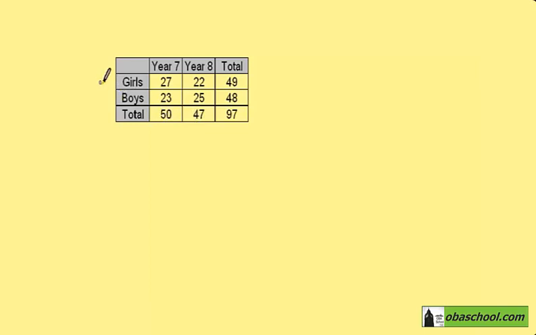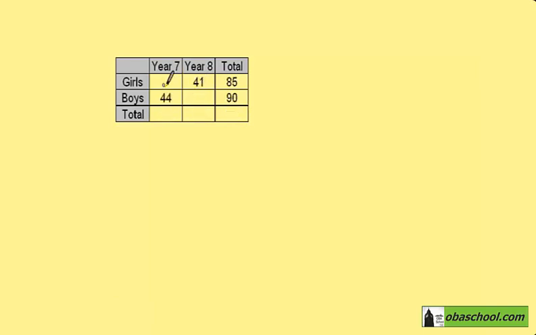If we look horizontally at the rows, we can see information about girls and boys. So for girls we can see there are 27 in Year 7 and 22 in Year 8, giving a total of 49 girls in the two year groups. For boys, 23 in Year 7 and 25 in Year 8, giving a total of 48 boys. In both directions, they add to the same total of 97 pupils.